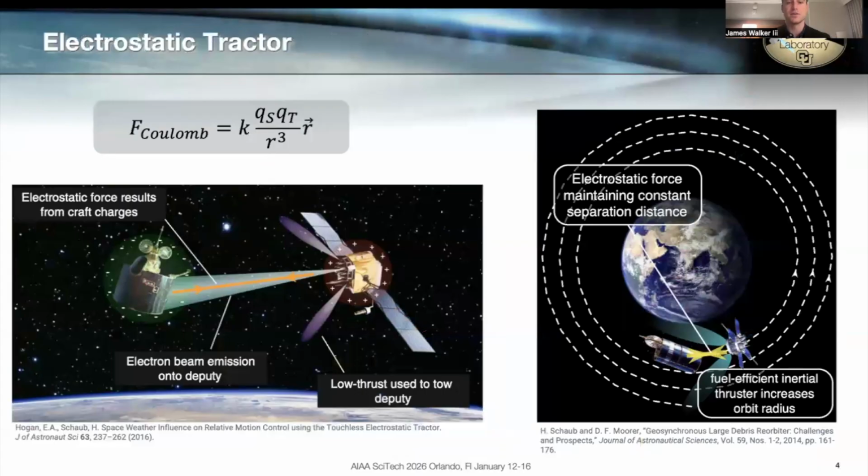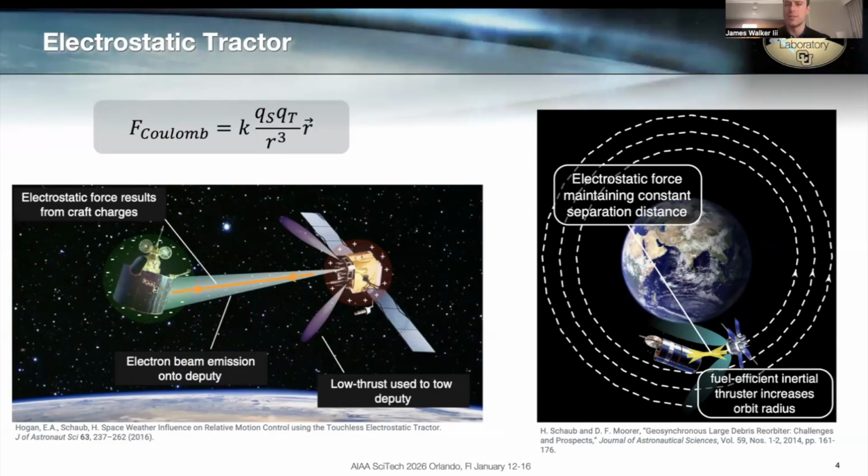So the electrostatic tractor is a novel method for debris removal that utilizes spacecraft charging. The idea is you have a servicer equipped with a high energy electron gun, irradiating a target with negative electrons. This increased negative current is going to cause the target to charge negative, while the emission of the negative particles causes the servicer to charge positive. These opposing charges generate an attractive Coulomb force between the two objects, which allows the servicer to actually tug the debris object to a graveyard orbit.